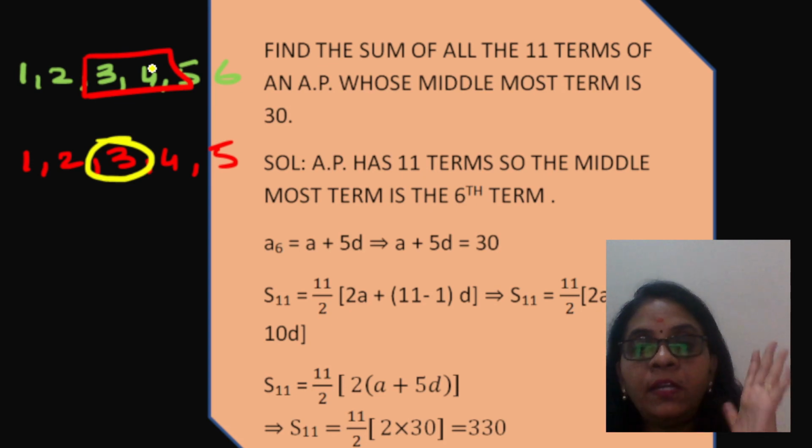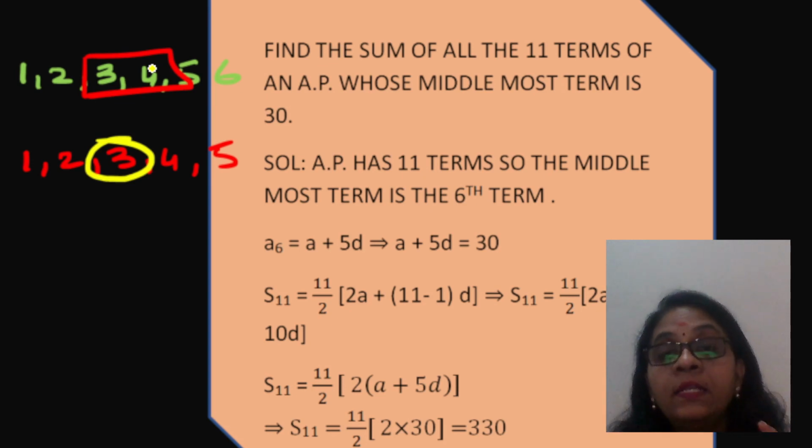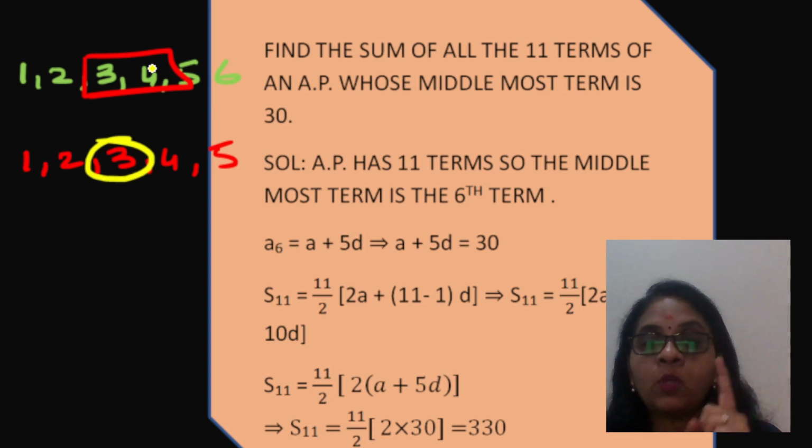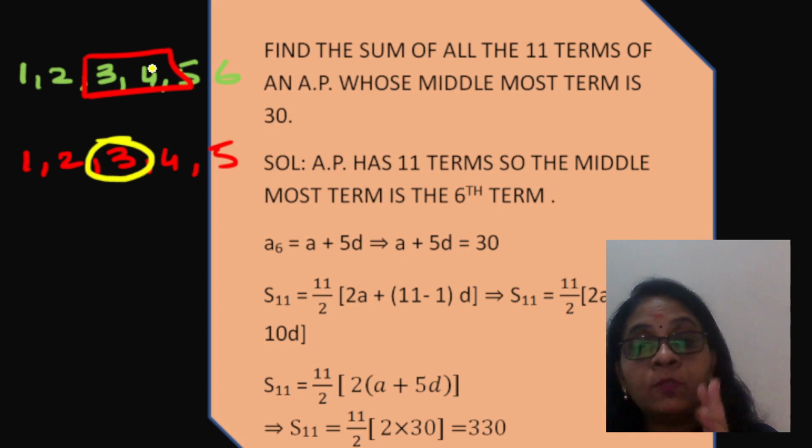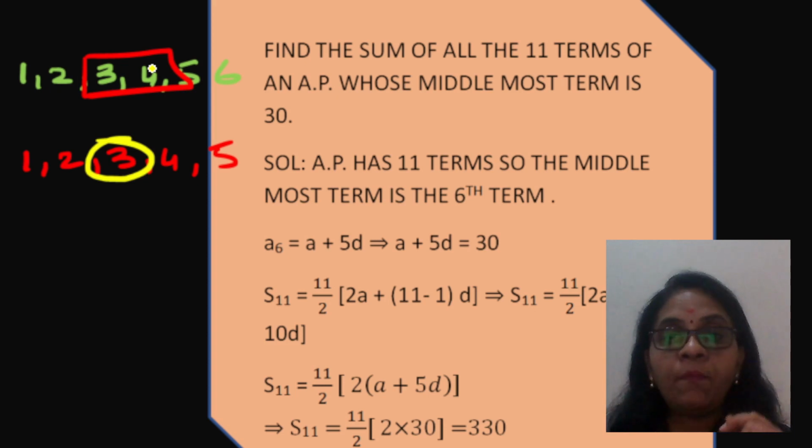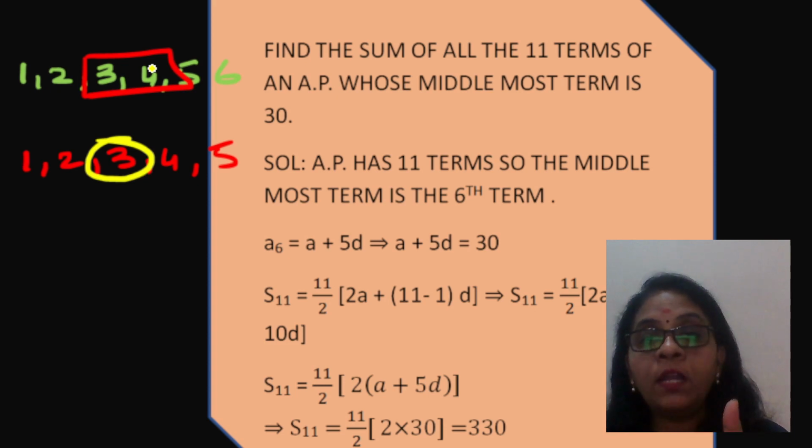If you have 11 terms, what will be? Children, even: 2 middle terms, odd: 1 middle term. This is the first thing that you have to keep in mind. An even number of terms will give 2 middle terms, and if you have an odd number of terms, you will get only 1 middle term. Now, how do you locate that particular middle term?